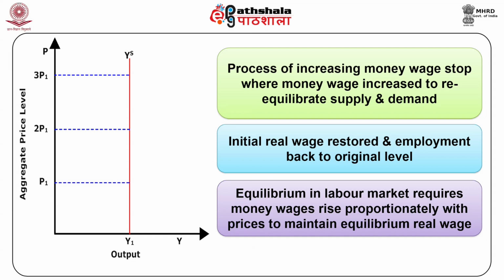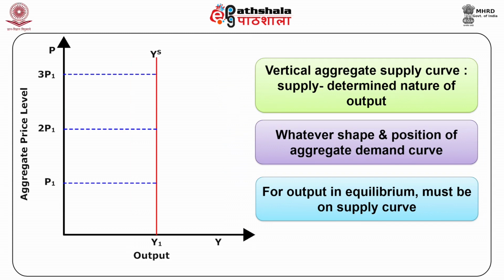Thus, equilibrium in the labor market requires that money wages rise proportionately with prices to maintain the equilibrium real wage in that market. The vertical aggregate supply curve explains the supply determined nature of output in the classical model. This means whatever the shape and position of the aggregate demand curve, it would clearly not affect the equilibrium output. For output to be in equilibrium, we must be on the supply curve. Output must be at Y1.